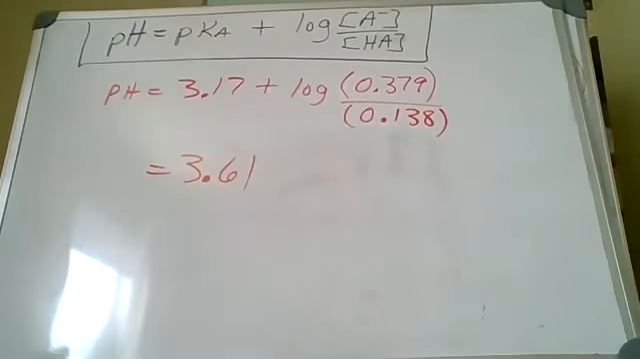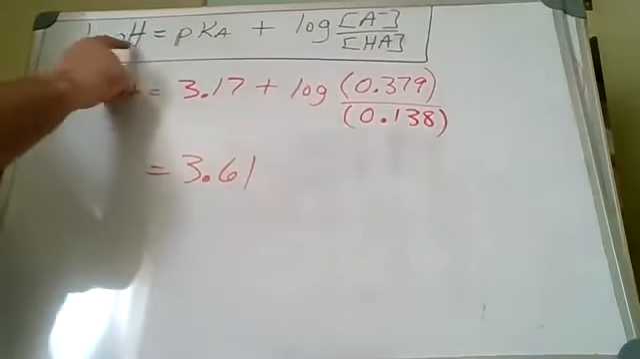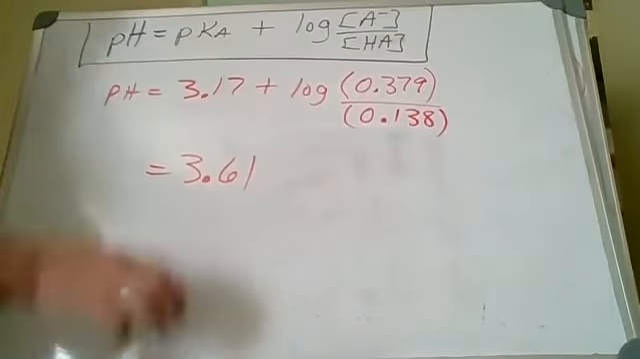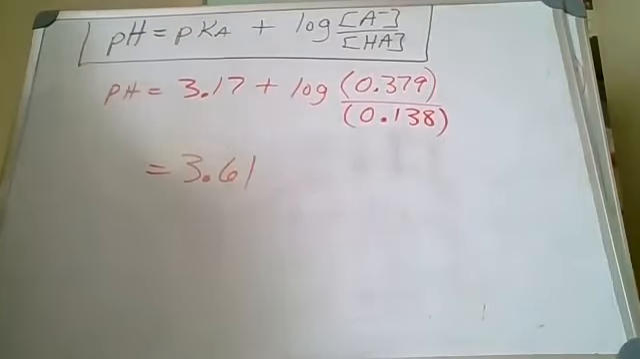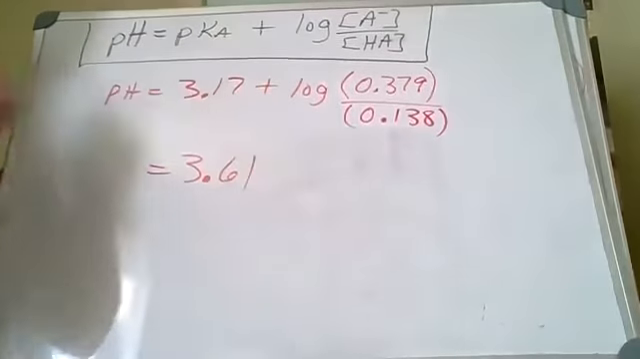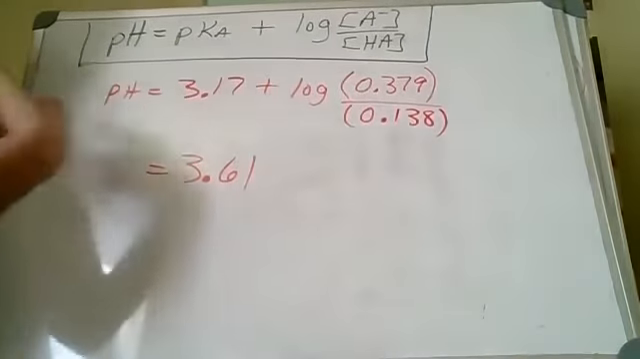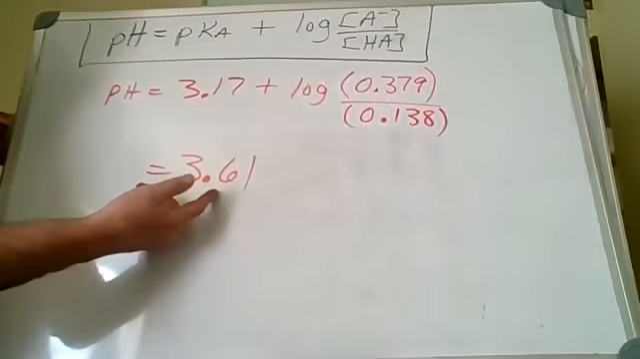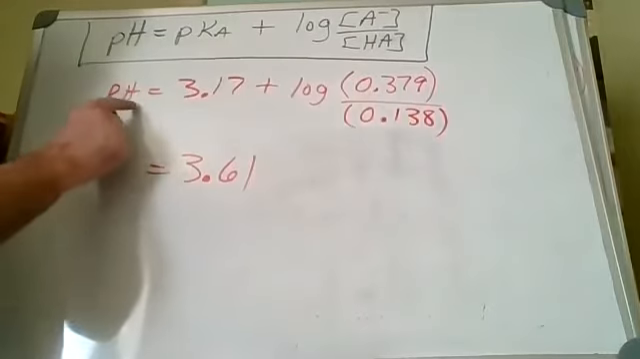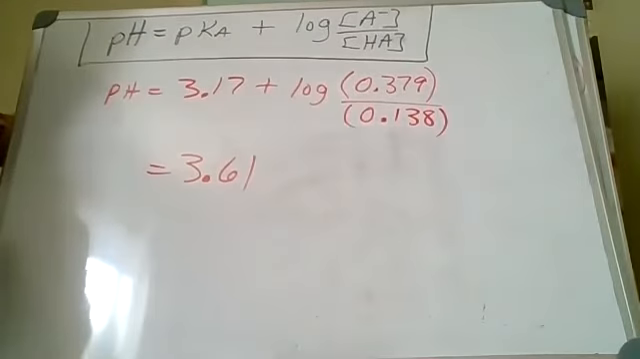Now, in practice, you can tweak this a little bit. Let's do this for hydrofluoric acid. The pKa of hydrofluoric acid is 3.17. Actually, we have it right here, 3.17. I didn't have to calculate. But suppose you need a pH of 3.61. Well, you can tweak these concentrations a little bit and move the pH away from the pKa.